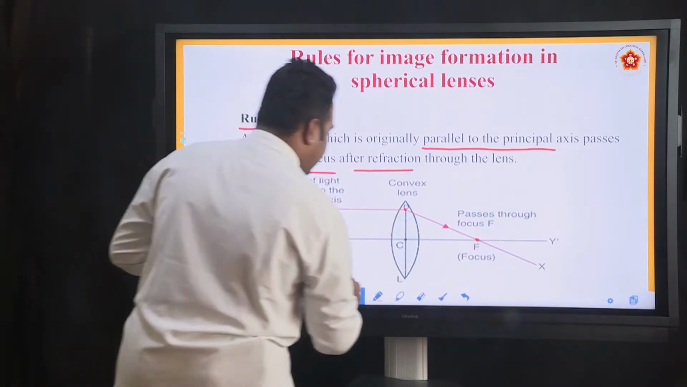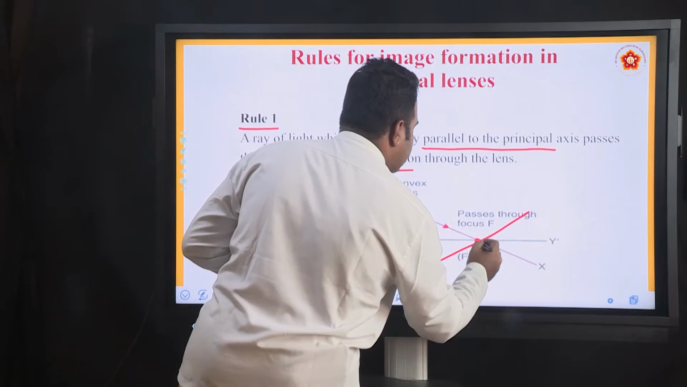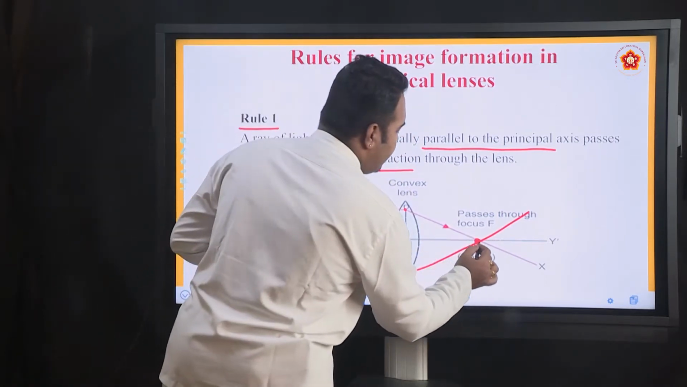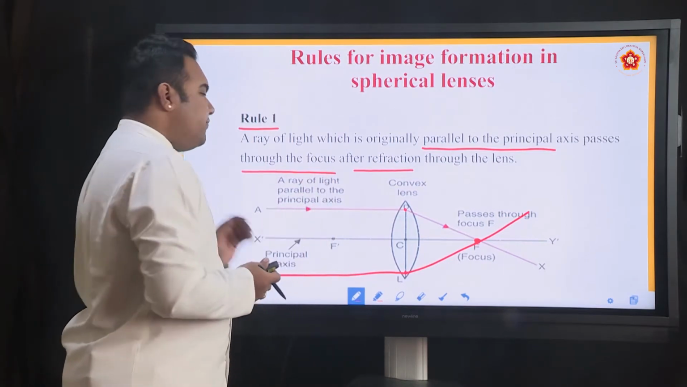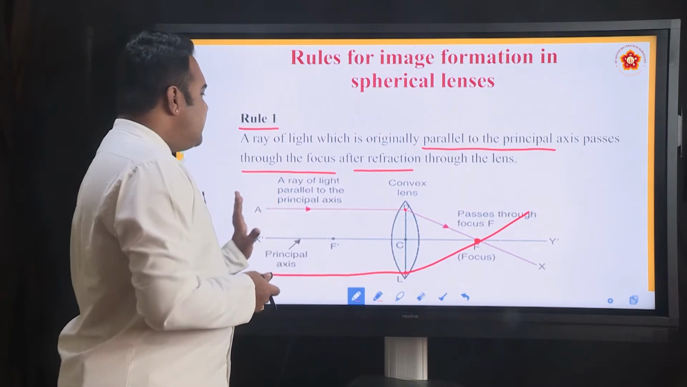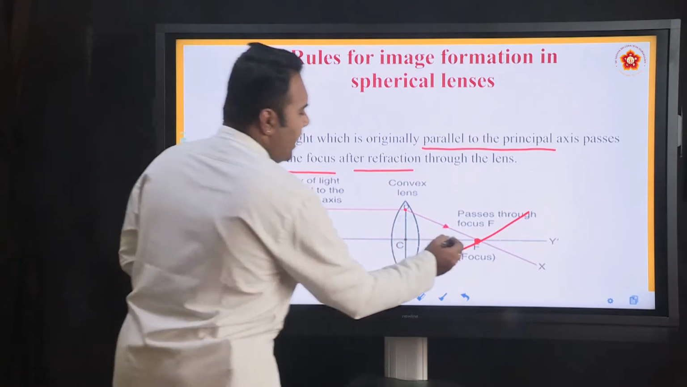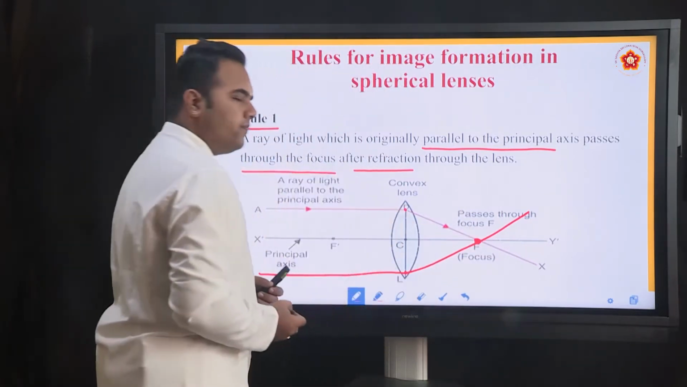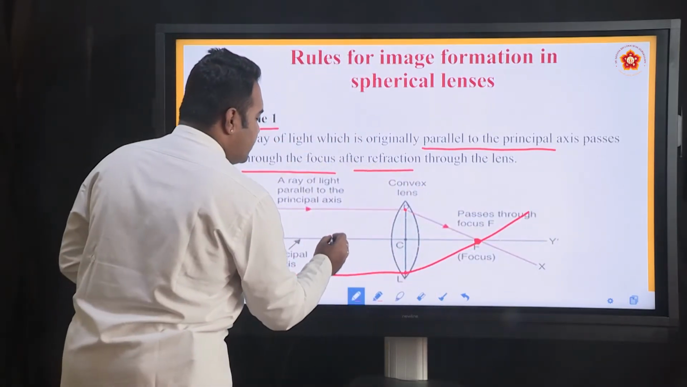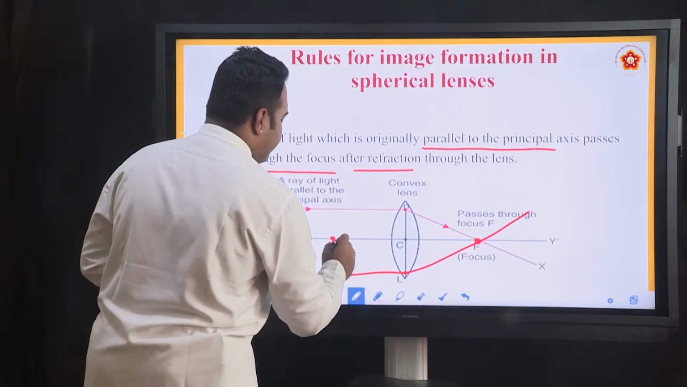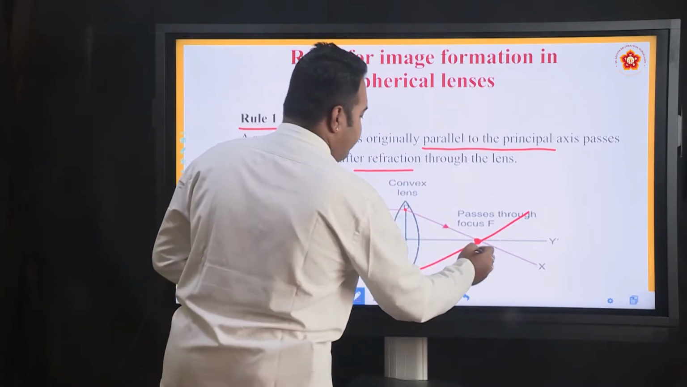Suppose we take another ray of light parallel to the principal axis, after refraction it passes through this point called the principal focus. How do we determine this point? We project parallel rays of light, that is, rays of light coming from infinity, and we see where they exactly converge after refraction through the lens, and that point we define as the principal focus of the convex lens. Suppose the rays are incident from this side, we will get another point on this side of the lens, we call it f prime. Some books give f and f prime, some books give f1 and f2.